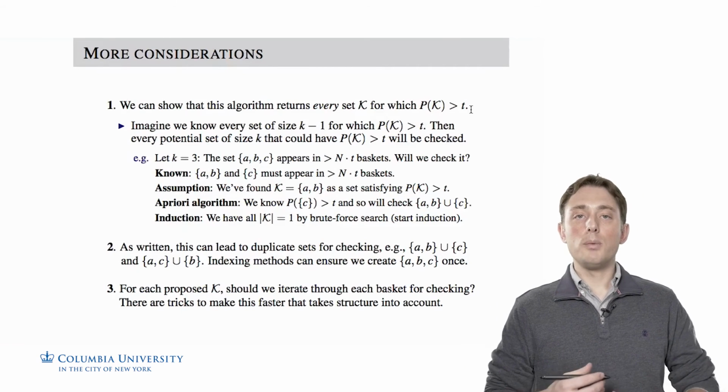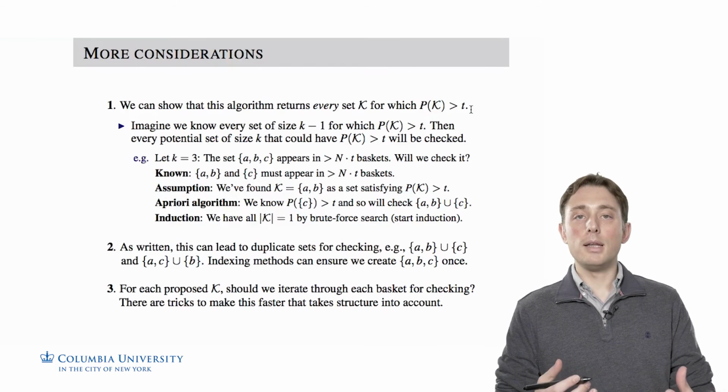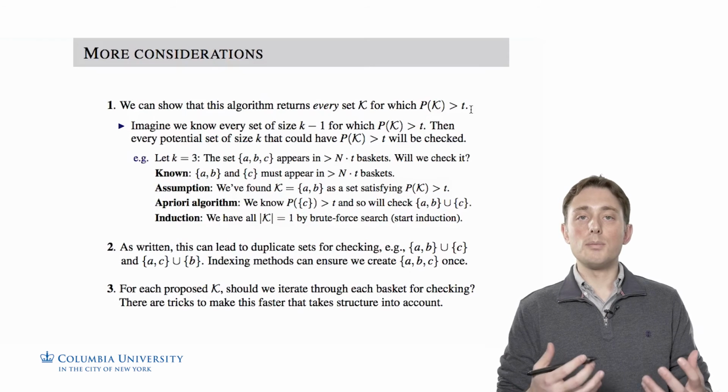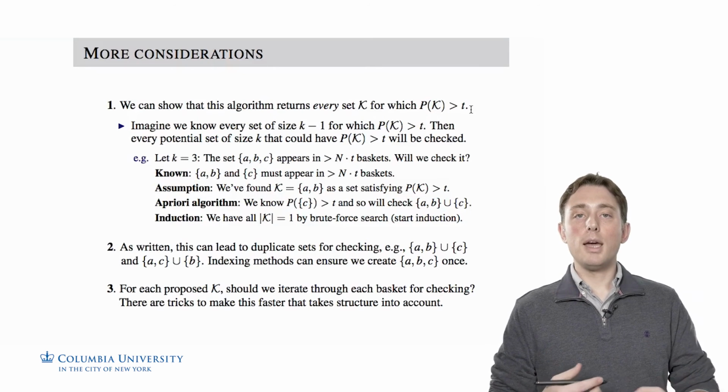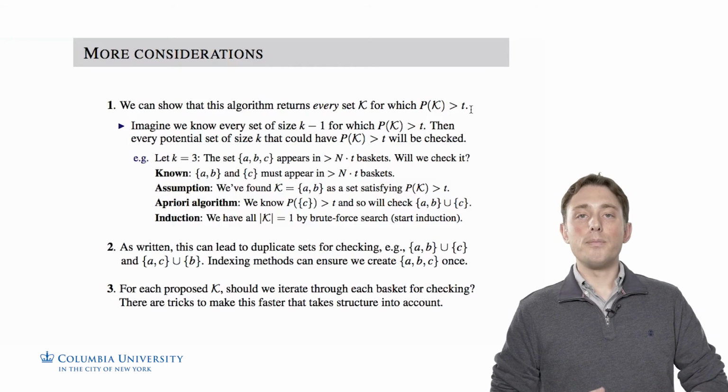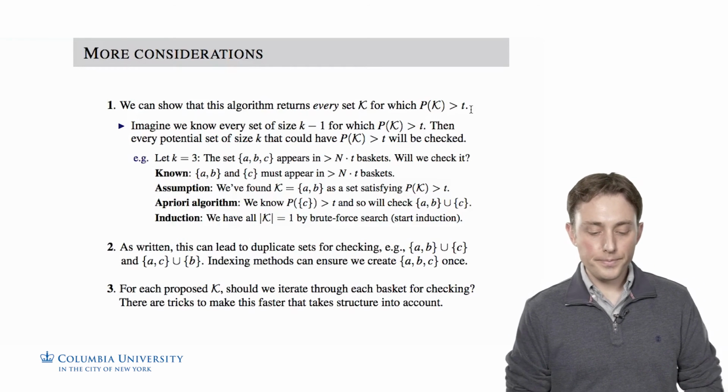So we're going to assume that if we're presented with a subset, we'll be able to verify whether it's something we should keep or not. So really the only question is, will we check every subset that passes this threshold.